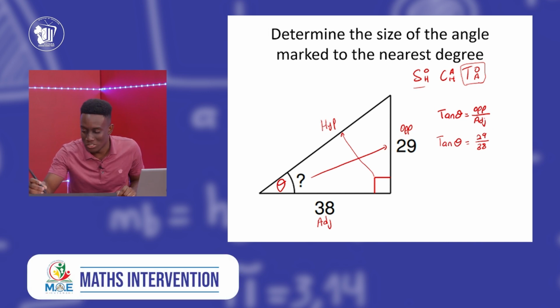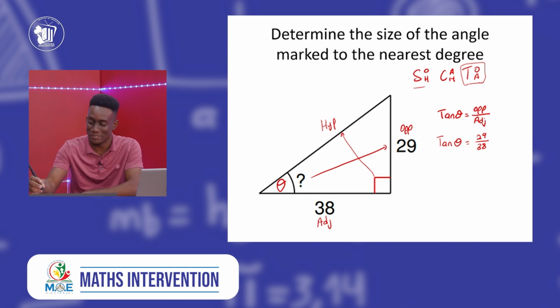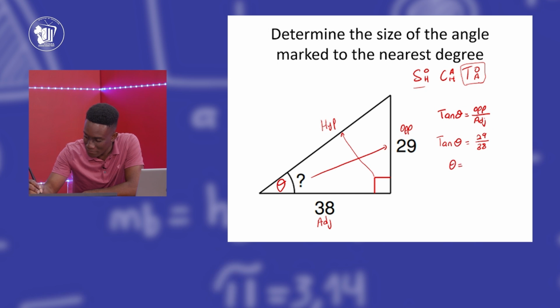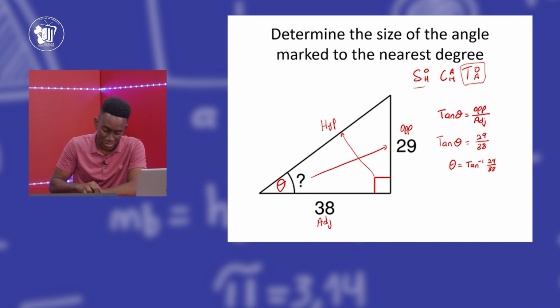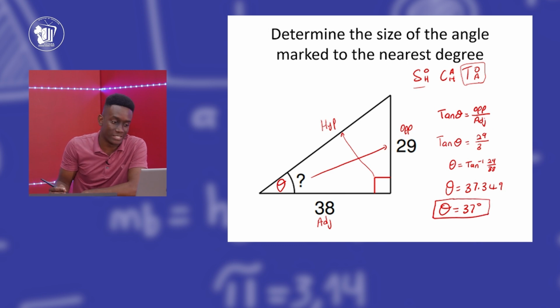Less steps. So to solve for theta, we need to take over tan, and the opposite of tan would be tan inverse. So this would be theta is equal to tan inverse 29 over 38. So we can say second function tan 29 over 38. And that would give us the value of theta being equal to 37.349. But remember, they want it to the nearest degree. So theta will be equal to 37 degrees. So theta in this case is 37 degrees.